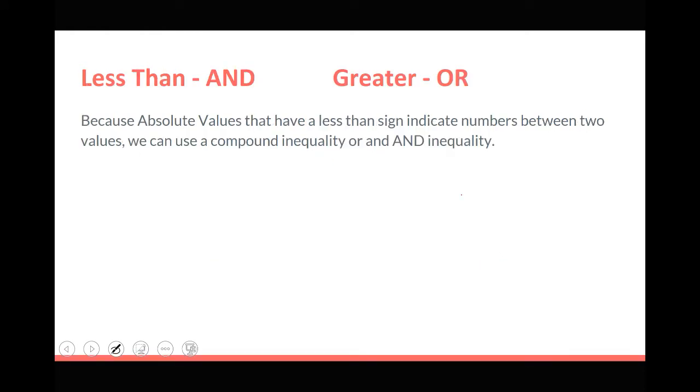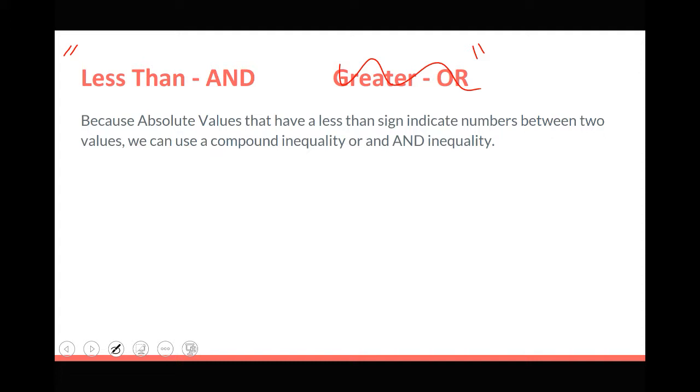Okay, anytime you see a less than sign, I want you to think less than and greater or. We're not going to talk about greater than signs today. We'll do that in another video, because you cannot write the greater than or the or statements as compound inequalities. It's only the less than statements that you can write as compound inequalities.